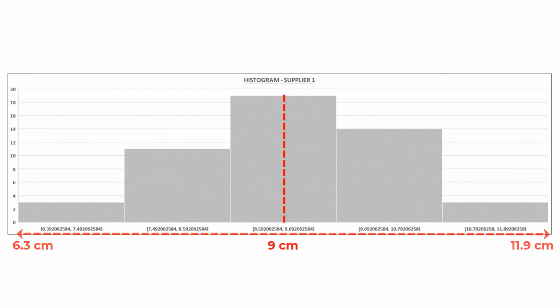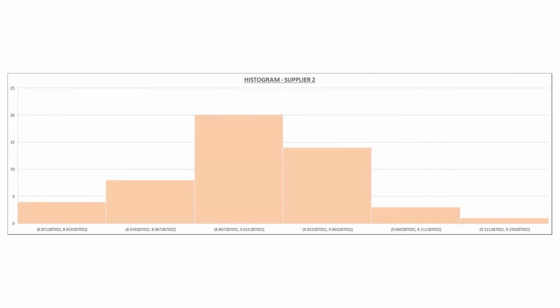The variation is huge. That means the complaints from the operations team are genuine. Supplier 1 is supplying many defective raw materials. Now let's look at the histogram of Supplier 2.